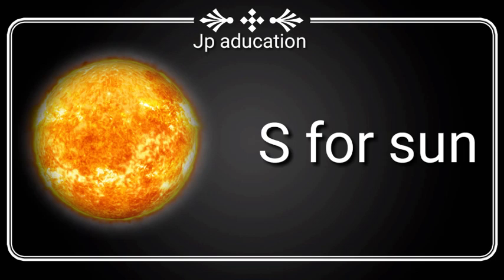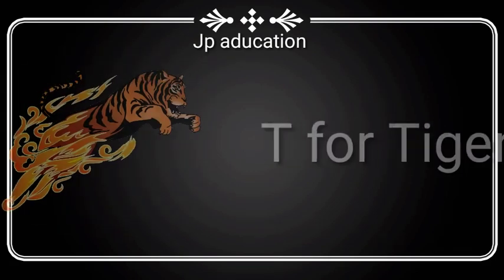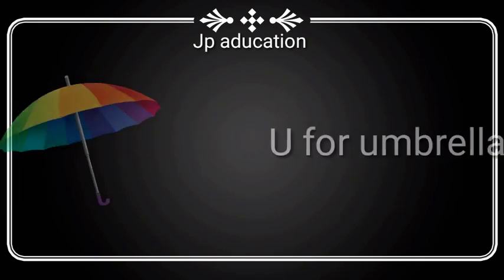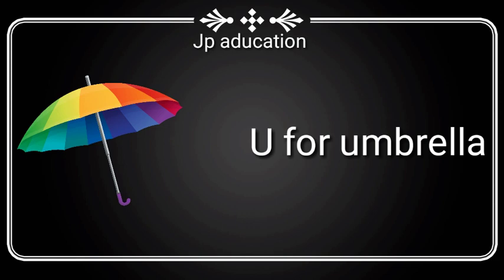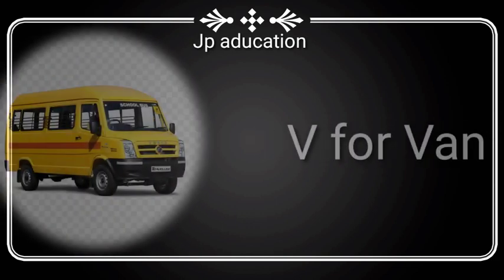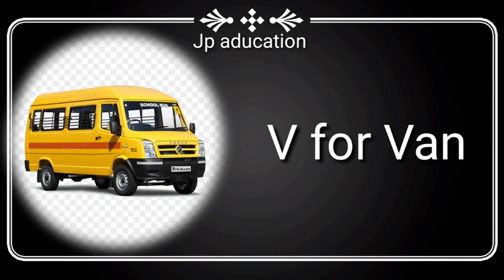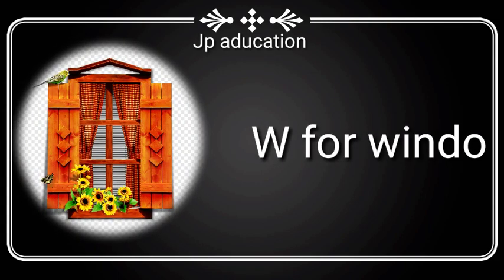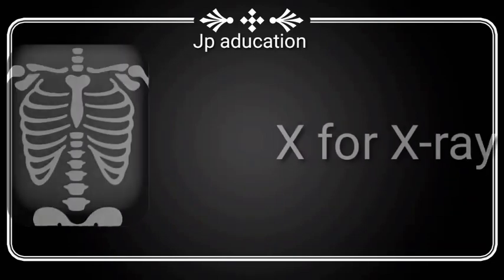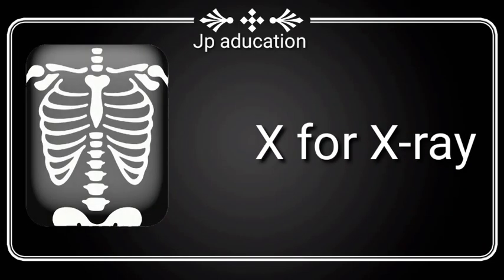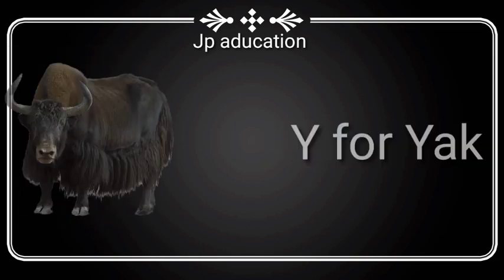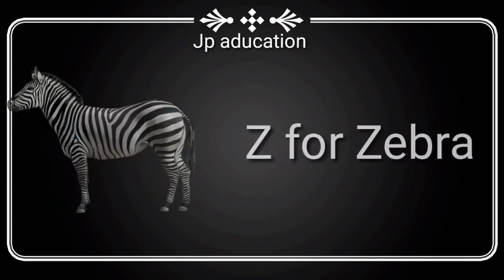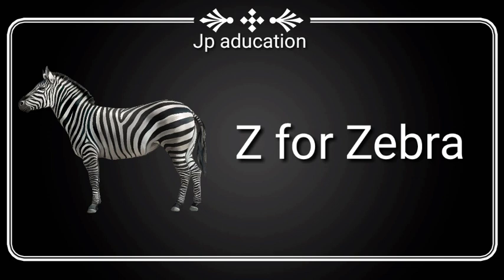S for sun. T for tiger. U for umbrella. V for van. W for window. X for x-ray. Y for yak. Z for zebra.